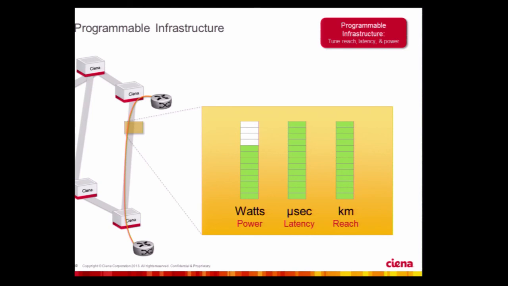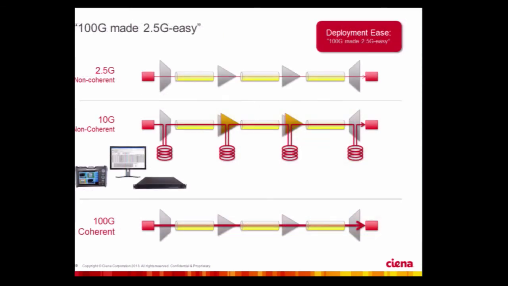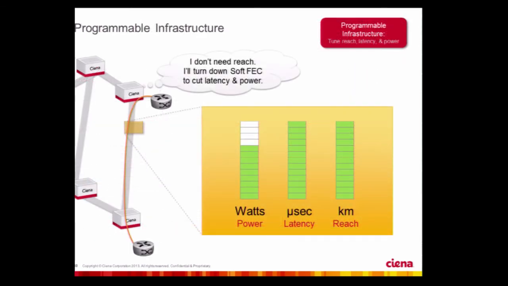This is an example of how you can make your infrastructure programmable. Let's say, for example, you set up a link via this fiber pair with a certain length, and this would consume this amount of power. You have a certain latency and a certain maximum reach. But now, if this link turns out to be shorter, you can reduce the FEC. Your latency becomes less, your reach goes down, but it's still sufficient for this link, and your power consumption goes down as well. So as such, you can provide a programmable infrastructure.